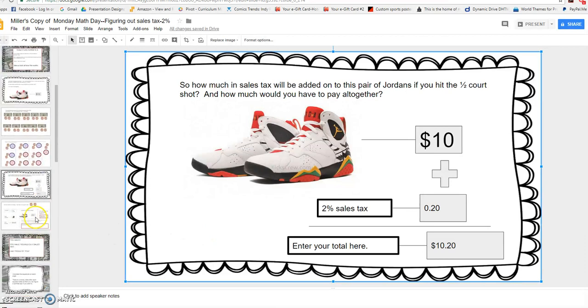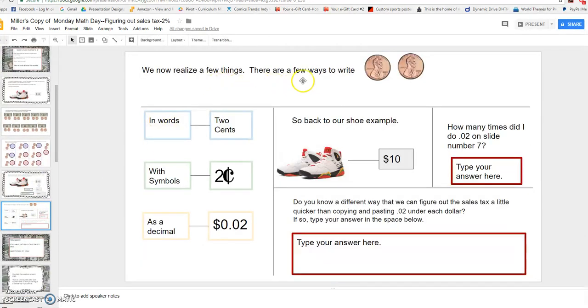So now we're going to work through, we realize a few things. There are a few ways to write 2 cents. We could write the words 2 cents. We could put the number 2 and the cents sign, and we can put a decimal 0.02. Now I do want to caution you. I've seen some people write it this way. They think they're writing 2 cents, and they put 0.20. My friends, that is incorrect.